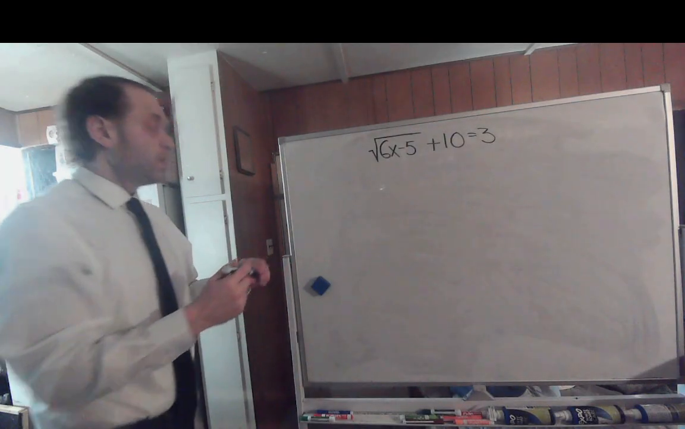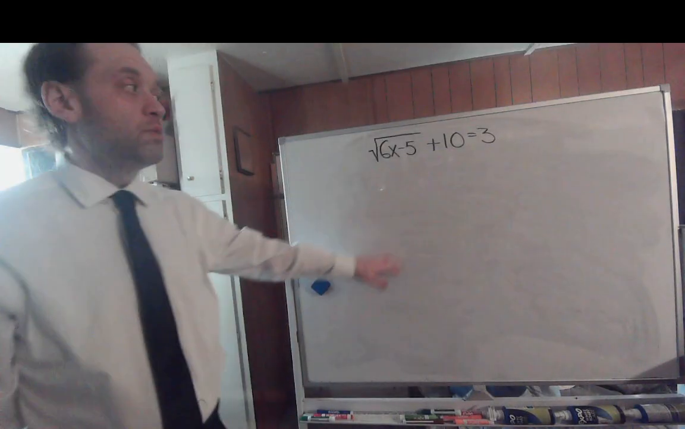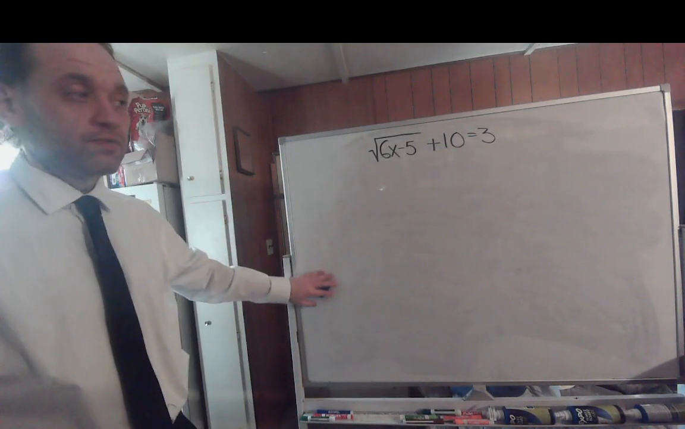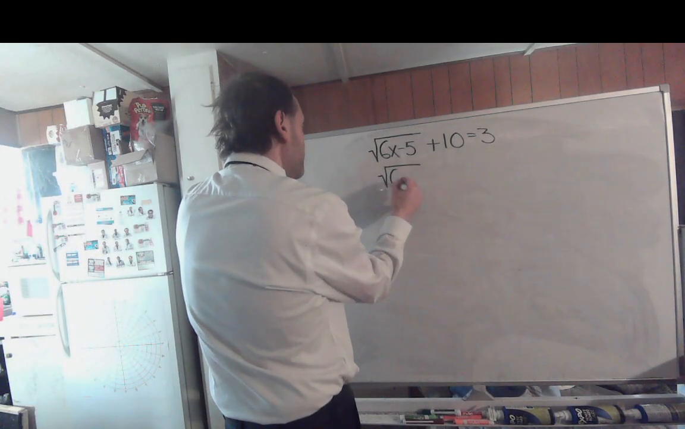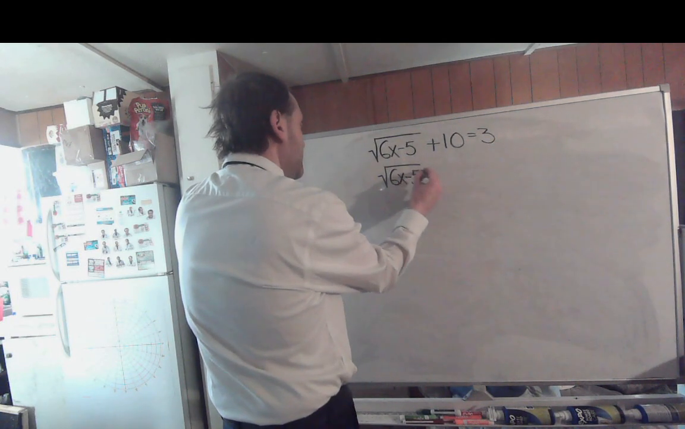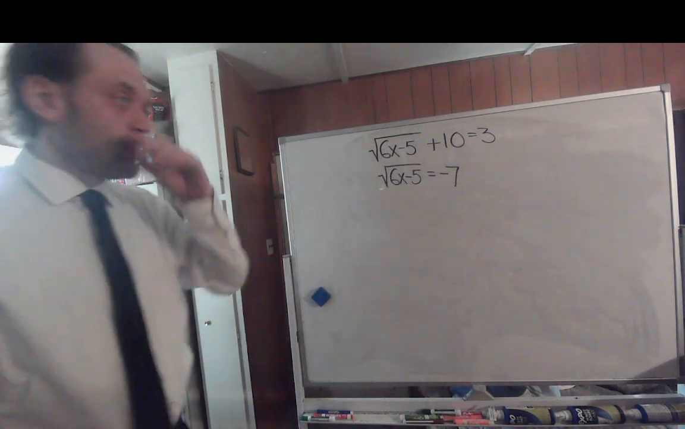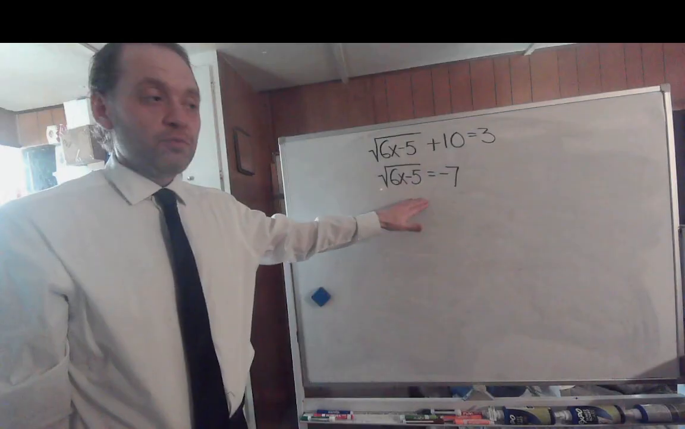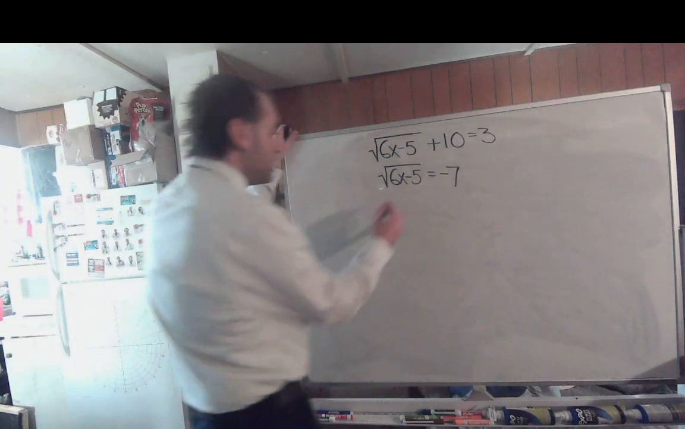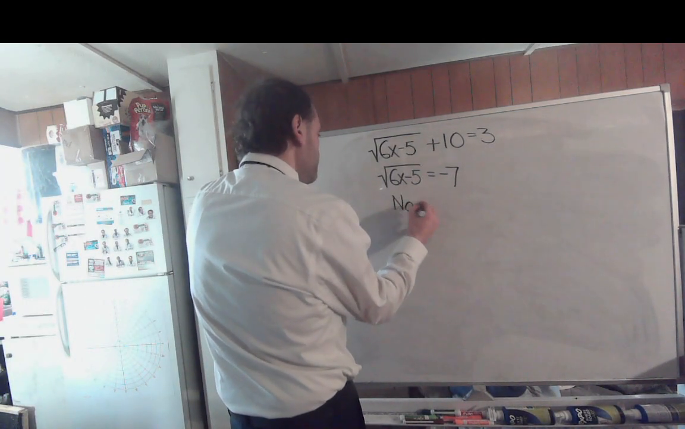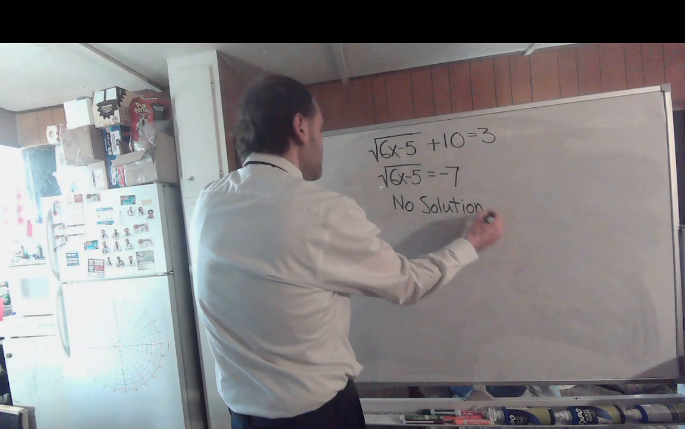Alright, so we have the square root of 6x minus 5, all that plus 10 equals 3. Well, you definitely want to get the square root by itself, right? So subtract 10 from both sides. You'll get the square root of 6x minus 5 equals negative 7. Well, here's the thing. The square root of a number will never be negative, right? Never. So right there, we're done. You got no solution.